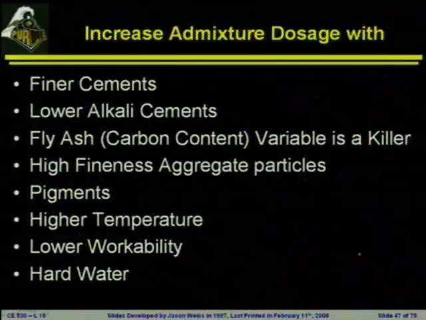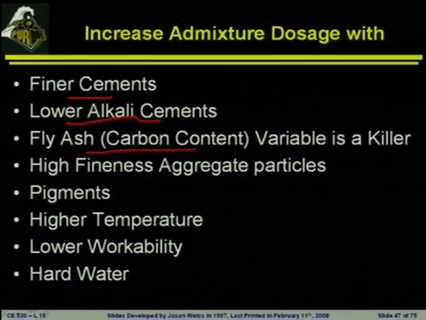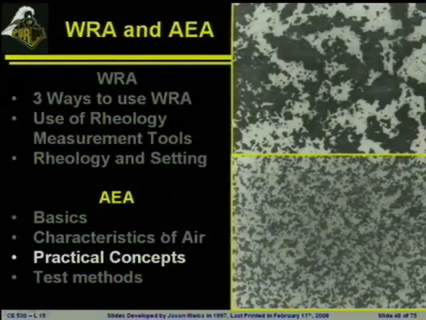Some of the things that are going to cause you to use more air entrainer: a finer cement, because more surface area inside of the system is going to react faster. Lower alkalis will cause an increase in dosage. More carbon in the cement, pigments, any sort of coloring agent, higher temperature, and the hardness of the water can all influence how effective that air entrainer is going to be.